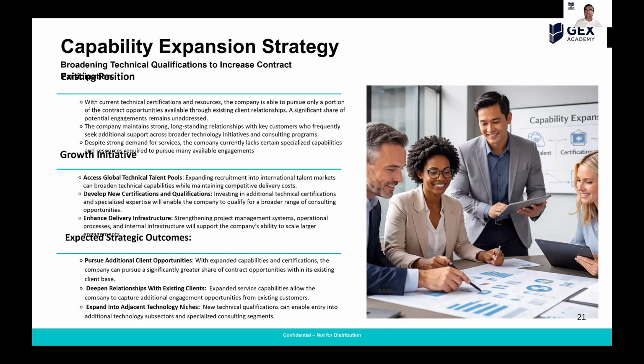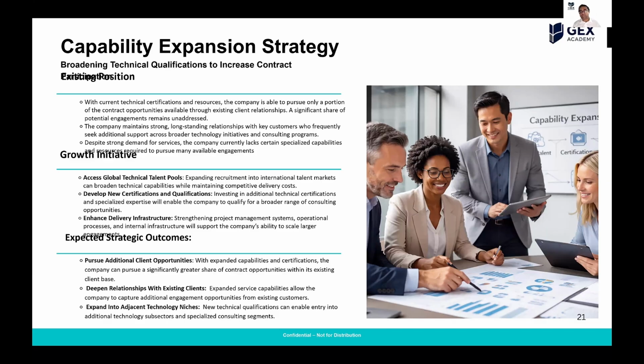So if we take all of this together, management seems to believe that these initiatives can generate several important outcomes, right? The first outcome is the ability to pursue a greater share of opportunities within the existing client base, right? It's one of the most attractive elements of the growth story here because it suggests that additional growth may be available from relationships that the company has already established.